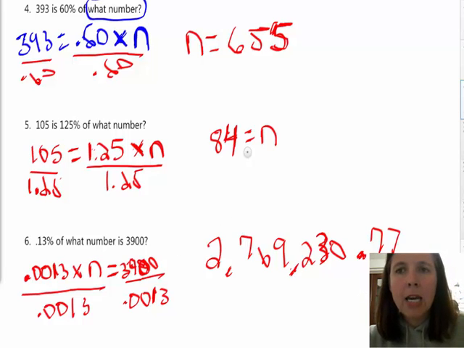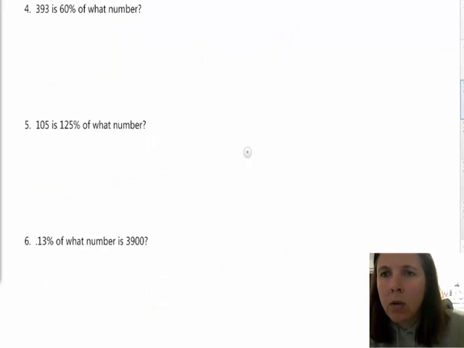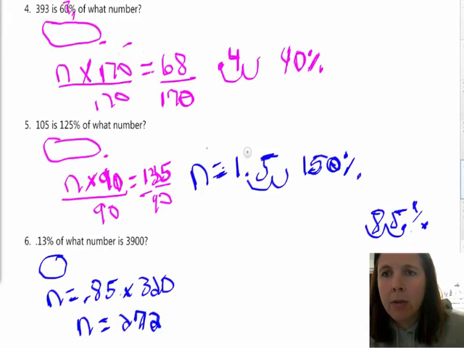The biggest thing here is to remember that is equals and of is multiplication. That's the biggest thing you need to remember.